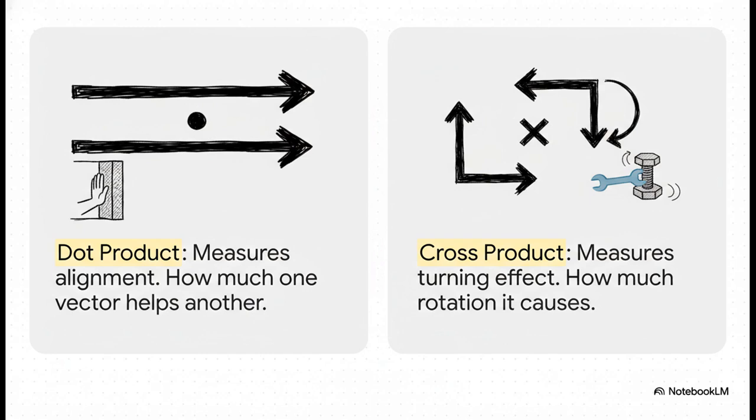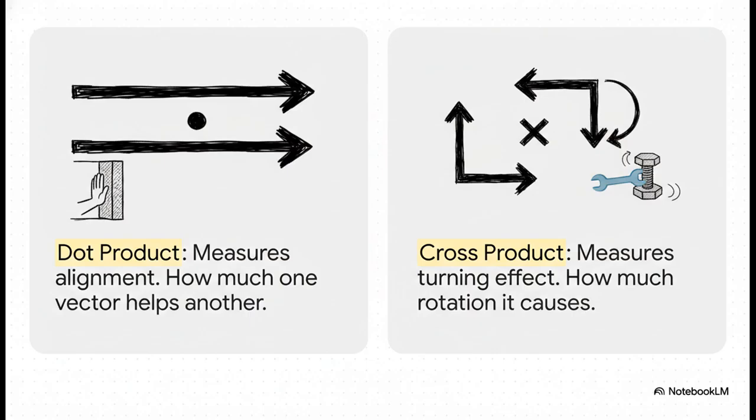And finally, with vectors, we can combine them in 2 really special ways. First, there's the dot product. This basically measures how much 2 vectors are aligned. So if you're pushing a box, the dot product tells you how much of your push is actually helping the box move forward. But then, there's the cross product, and that's all about rotation.